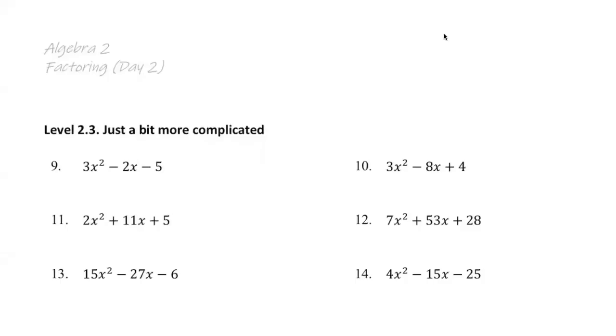Now, for day two, our official materials for day two, we'll start off with level 2.3. For this part, it is a little bit more complicated because the first item that you see is no longer just x squared. If it's just x squared, we can make it very easy. We can start with the x in the parentheses.